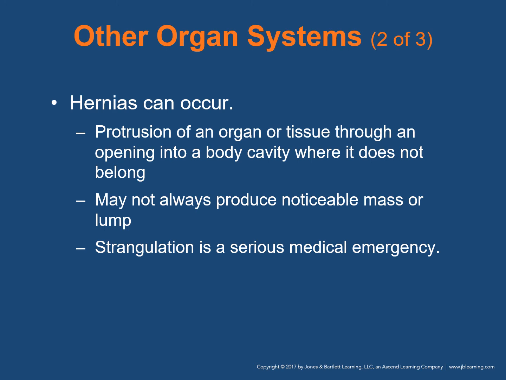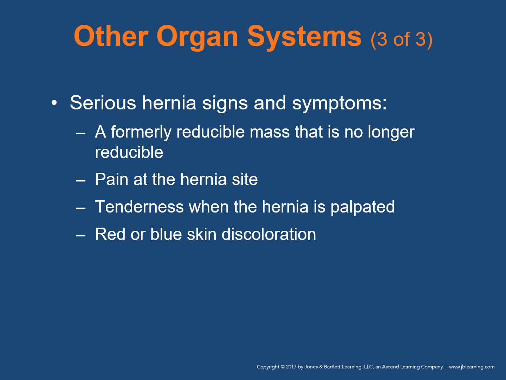When it goes through that opening it's not supposed to go to, it may get constricted and blood flow may get cut off. So it causes pain. Often you'll hear about it happening after a patient has attempted to move something super heavy or use incorrect form. Some of the signs that it's a serious hernia are a mass that's not reducible, pain and tenderness when palpated, and discoloration of the skin in the area of the hernia, all areas of concern.